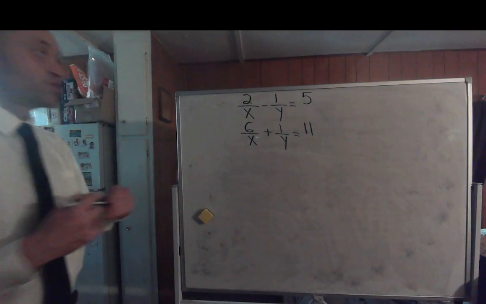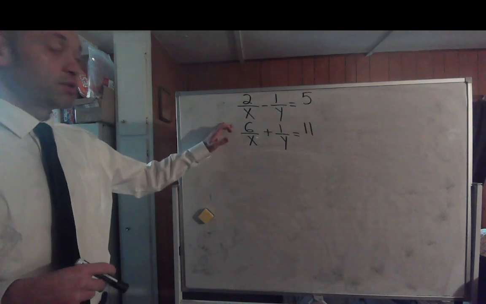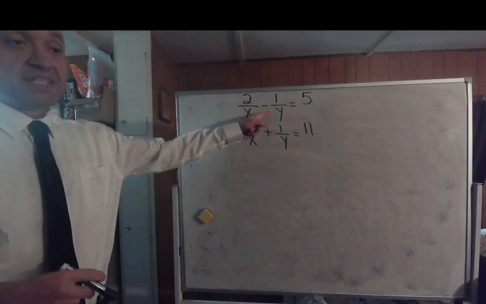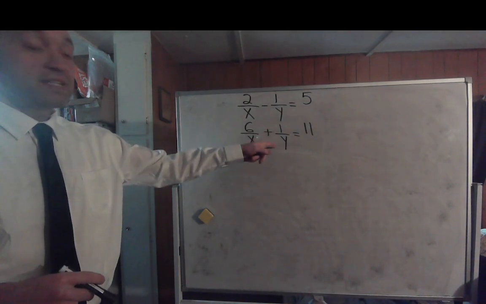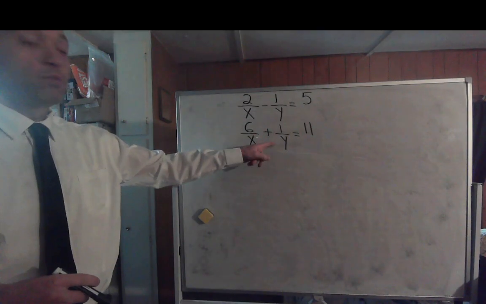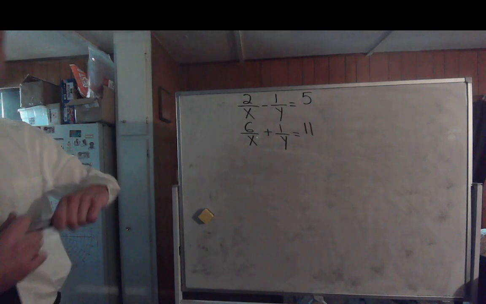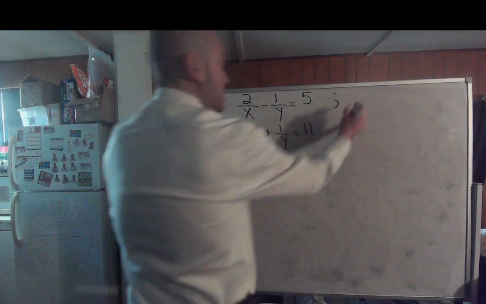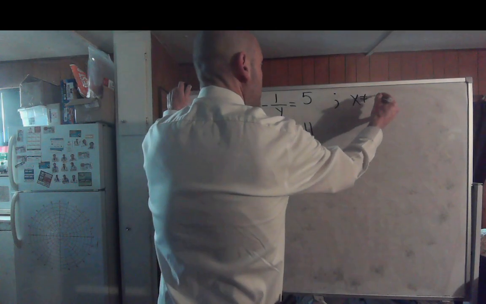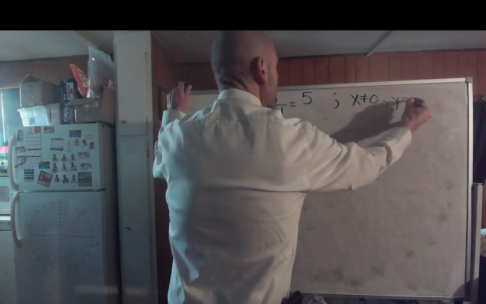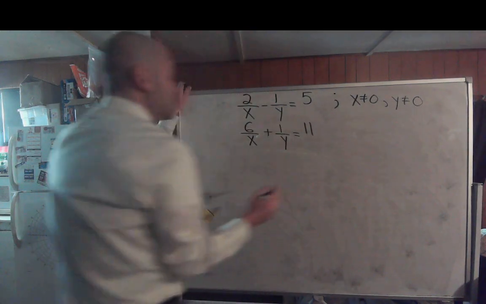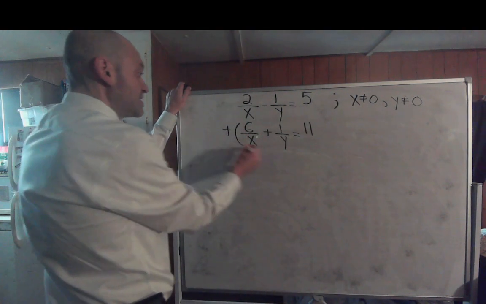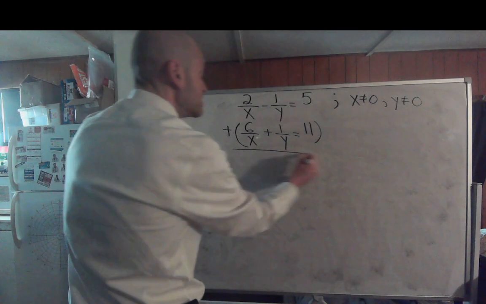Well, they were actually pretty kind to us for the last problem. You have the exact same coefficients in the first and second equation, one negative, one positive. We're ready to proceed to adding these. But first, let's make sure we understand that neither x nor y can equal 0. But let's go ahead and just add the second equation to the first.